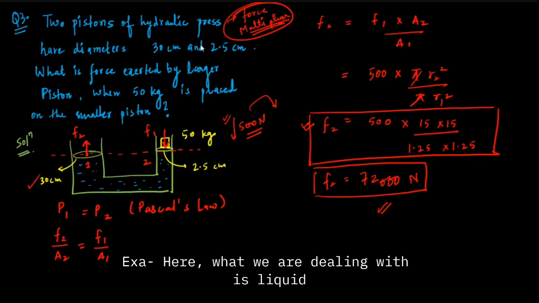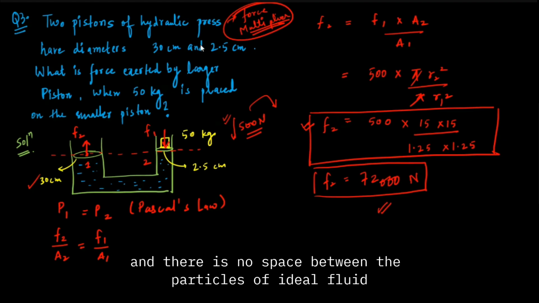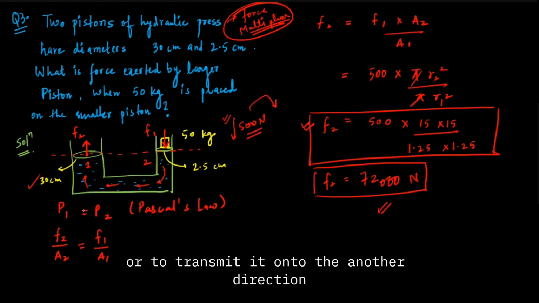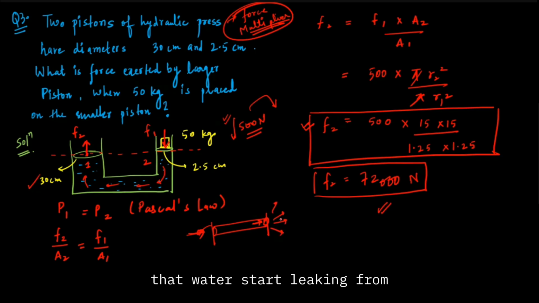Here, what we are dealing with is liquid. We are dealing with fluid. As we know, we were dealing with ideal fluids and there is no space between the particles of an ideal fluid. So what liquid does is, if it experiences a small force, it has the capability to transmit it in another direction. For example, if there is a pipe closed from both ends, we just open it from this end and exert pressure. Because of that pressure, it might be possible that the other end gets open, or that water starts leaking from that point. Pressure is a whole lot different thing.